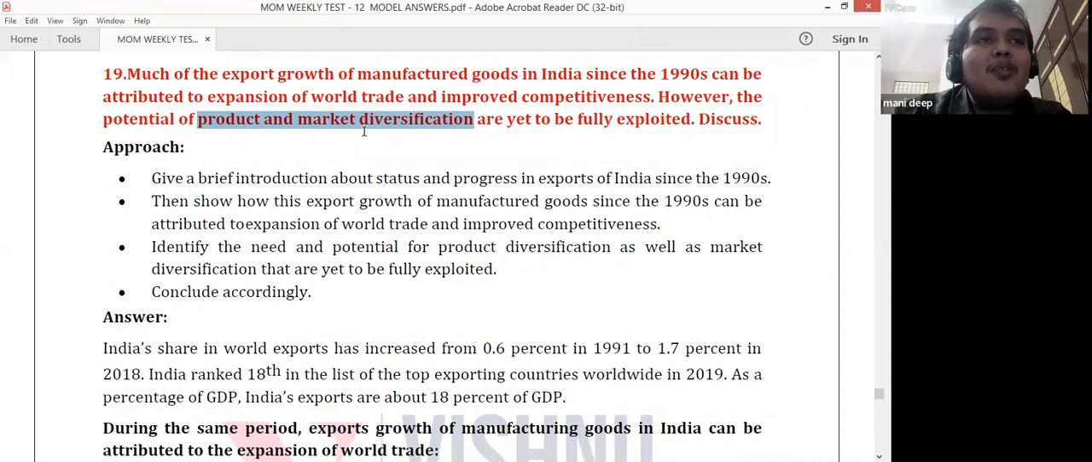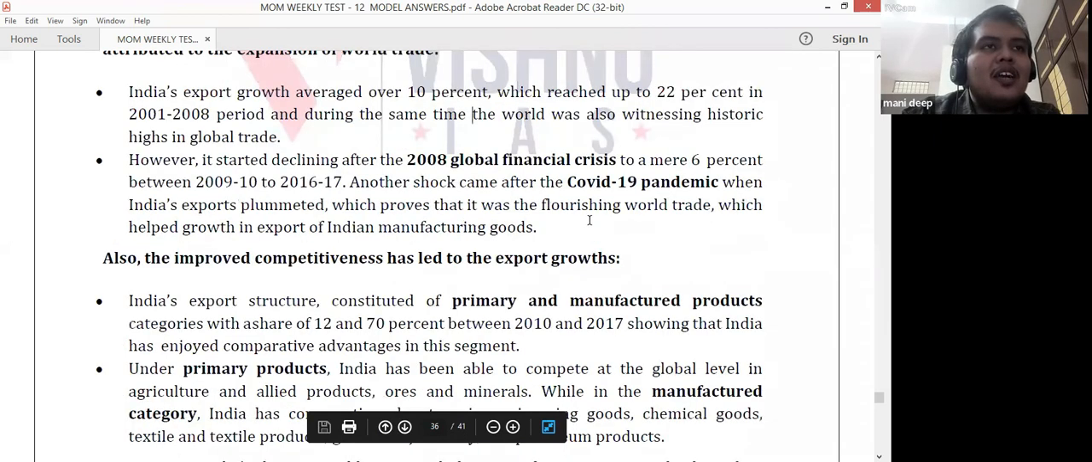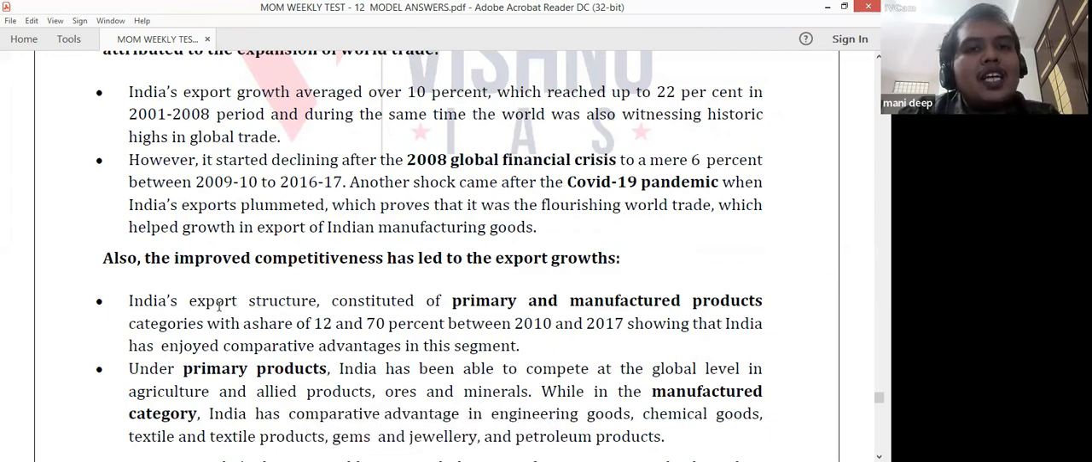For example, what are the products that these markets need? We do not have the intelligence, so we should also focus on market intelligence for these markets. So these are the things you should focus upon. First, you should write about how our world trade share has increased from 0.6% to 1.8% or 2%. Then you can write about how much it is affecting India's GDP. Then you can write about how we have expanded and improved our competitiveness.